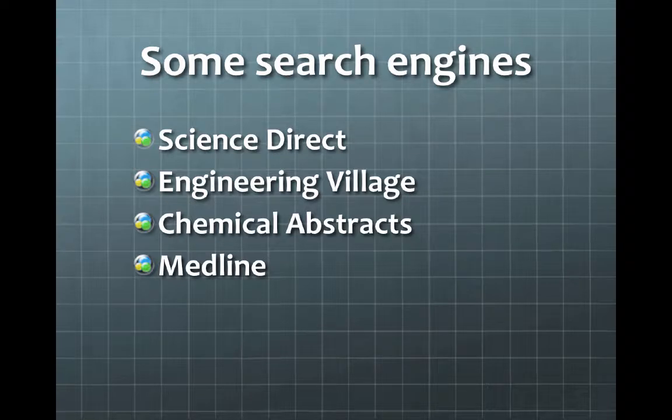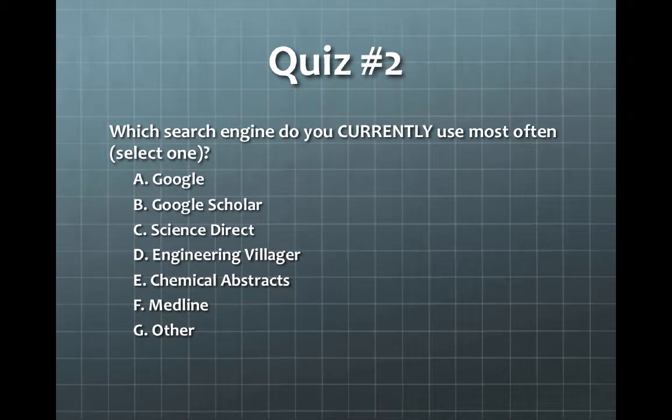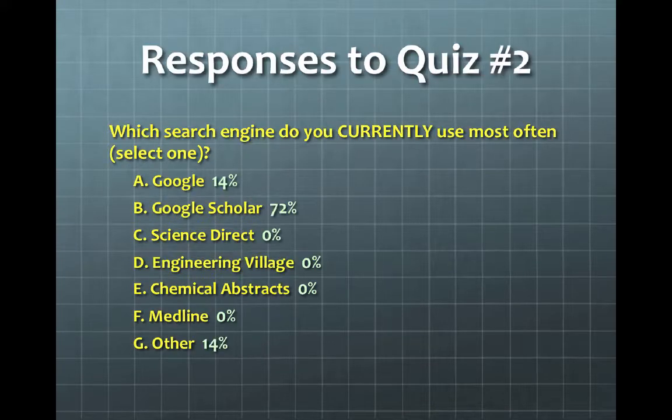But before we look at these search engines, and these are the four that we're going to look at, Science Direct, Engineering Village, Chemical Abstracts, and Medline, before we do that, I'll give you another quiz. Well, I'm not giving it to you because you can't answer it, but I gave this quiz as the second quiz before we looked at the search engines. Which search engine do you currently use most often? Select one. And the result that was obtained was interesting.